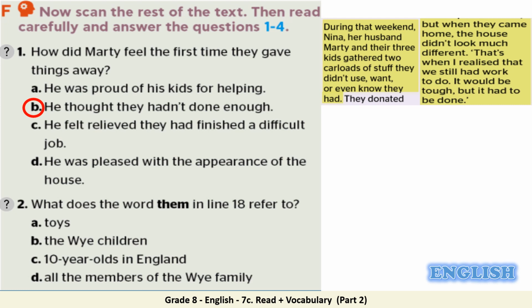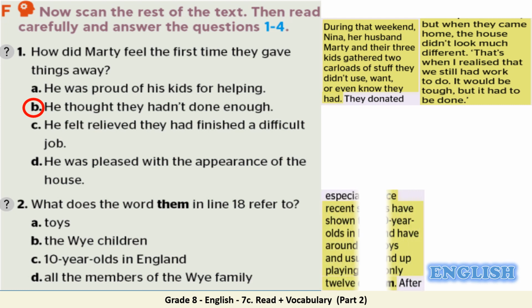What does the word them in line 18 refer to? A. Toys. B. The Y children. C. 10-year-olds in England. D. All the members of the Y family. Now let's go back to the text. Especially since recent studies have shown that 10-year-olds in England have around 238 toys and usually end up playing with only 12 of them. So what does the pronoun them here refer to? Excellent, it is A. It refers to toys.